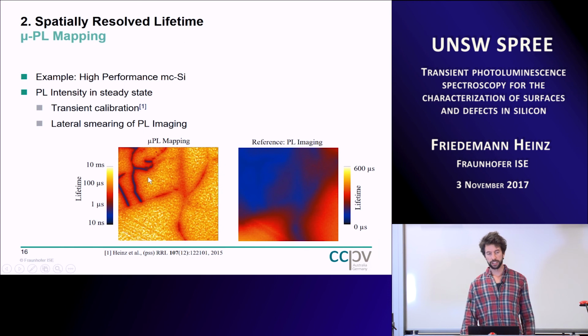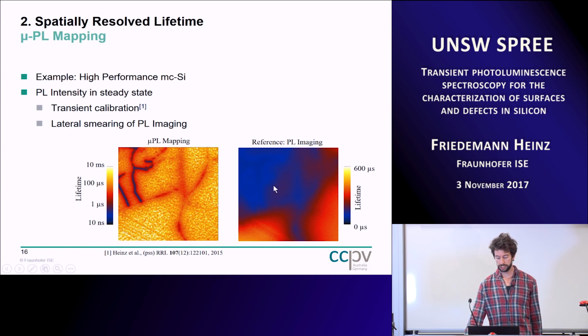So with the drawback that the right measurement here took probably a second, and this one took an hour, we get quite more information. For example, we can see that the lifetime in this area here is not some, I don't know, like 50 microseconds, but rather 10 nanoseconds, which is a lot lower than we would assume from the photoluminescence measurement.